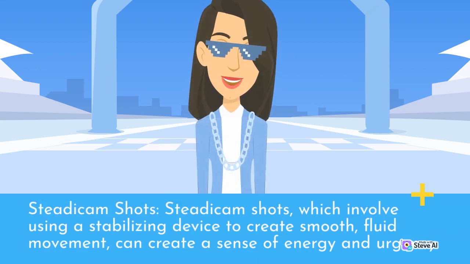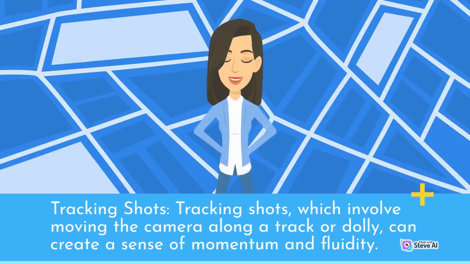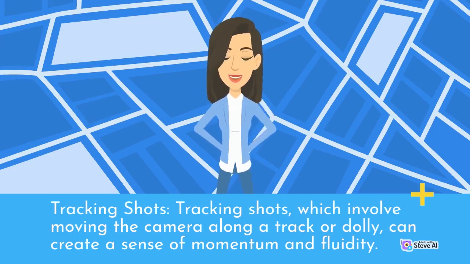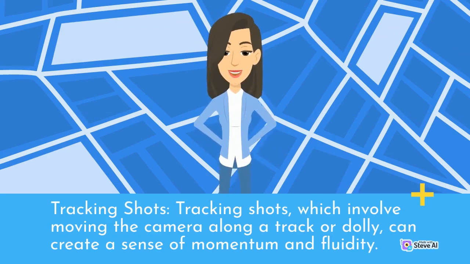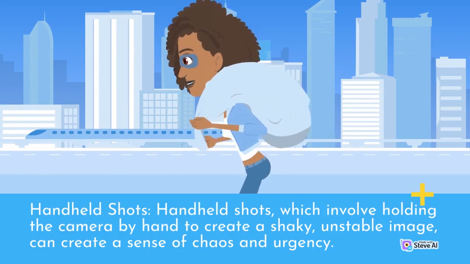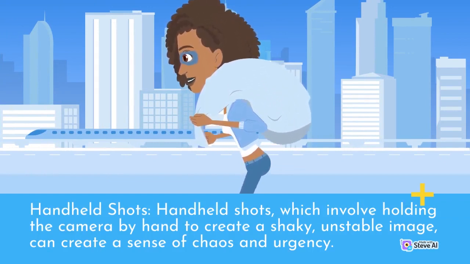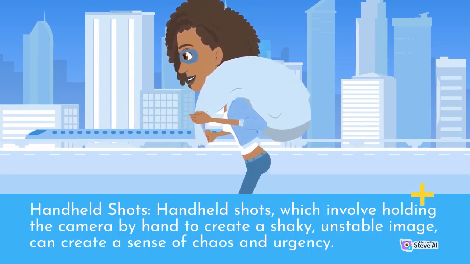Steadicam shots. Steadicam shots, which involve using a stabilizing device to create smooth, fluid movement, can create a sense of energy and urgency. Tracking shots. Tracking shots, which involve moving the camera along a track or dolly, can create a sense of momentum and fluidity. Handheld shots. Handheld shots, which involve holding the camera by hand to create a shaky, unstable image, can create a sense of chaos and urgency.